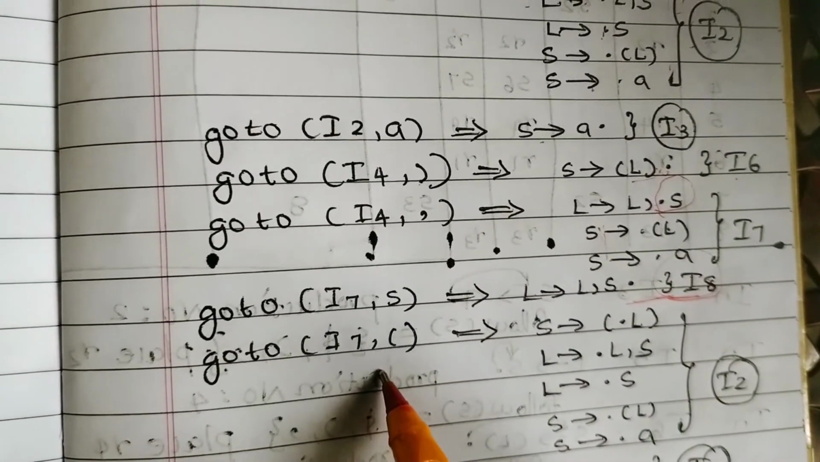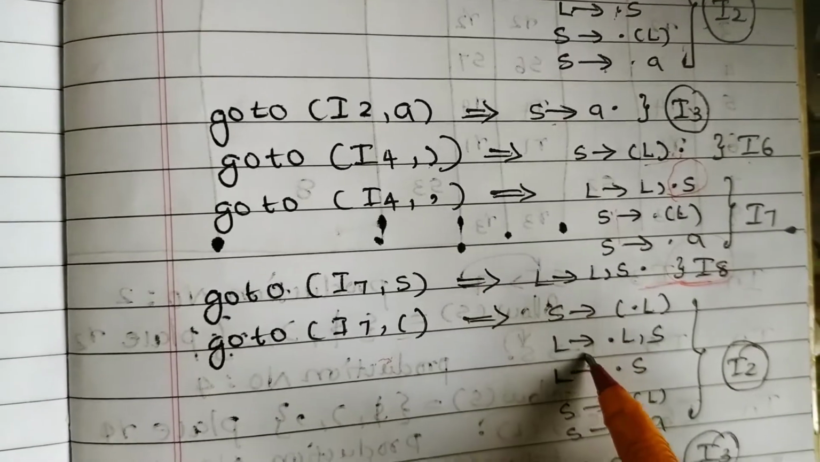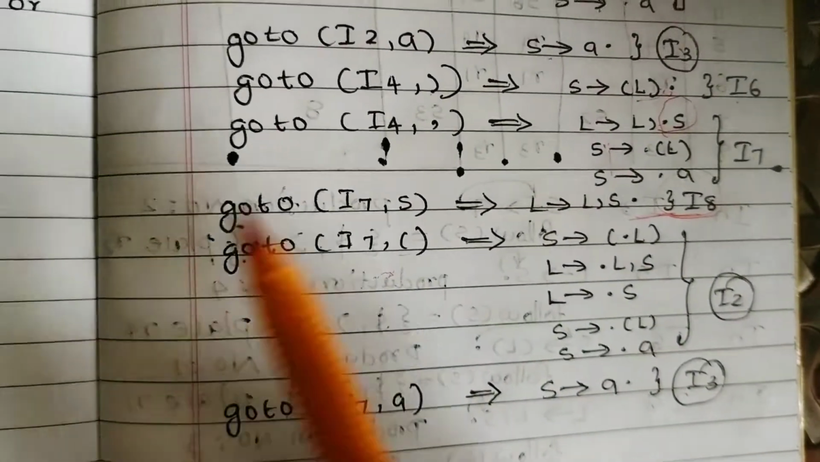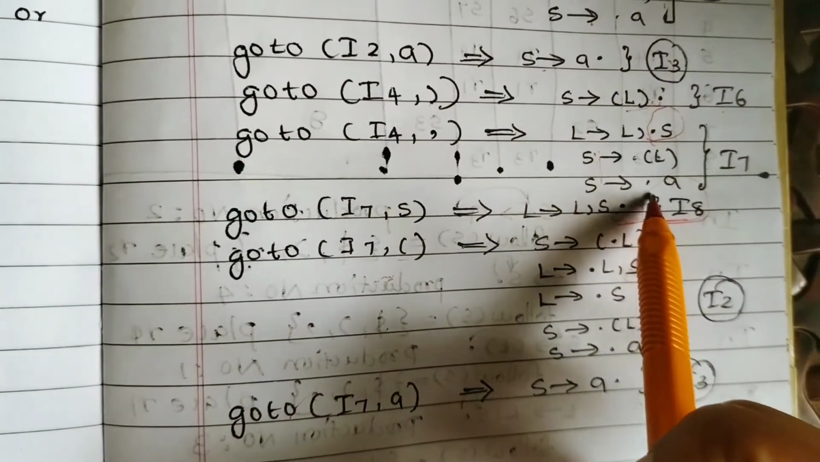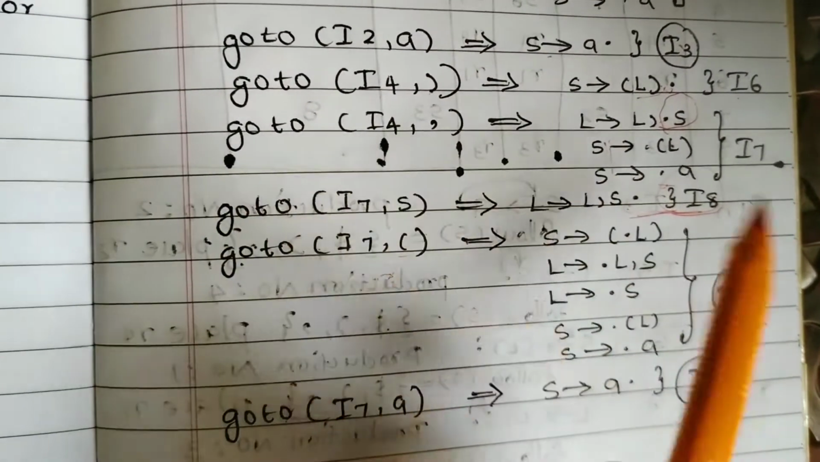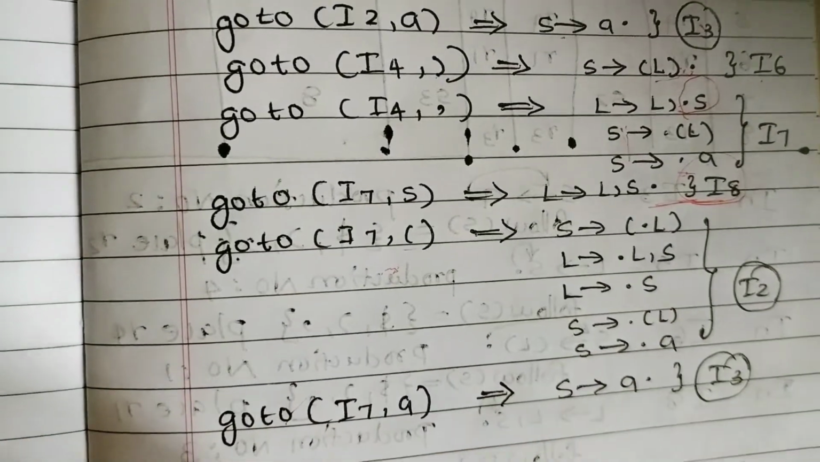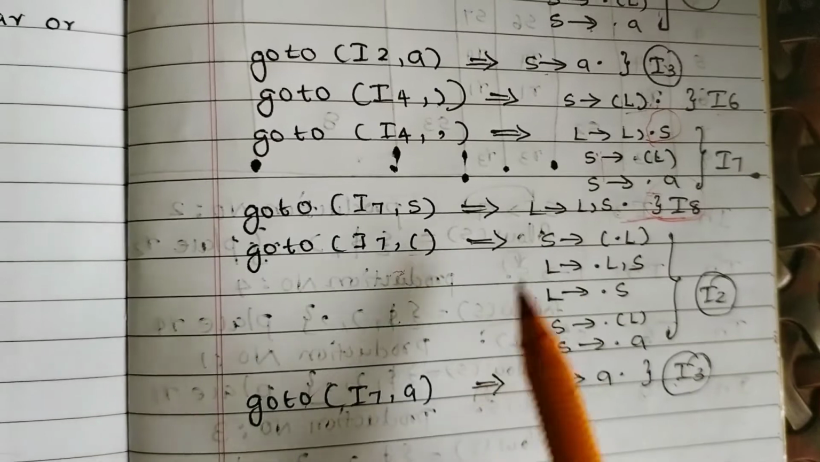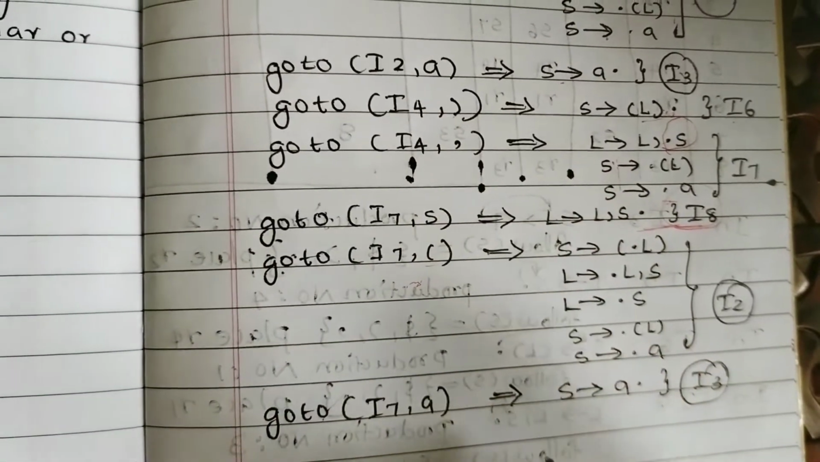Now I7 open bracket. That time again the same productions are repeating, so you are naming it as I2. Now I7 comma A. What happened? Again the third production is repeating, so you are giving it as I3, right? So all the productions we have come across. Nothing else remaining, right?